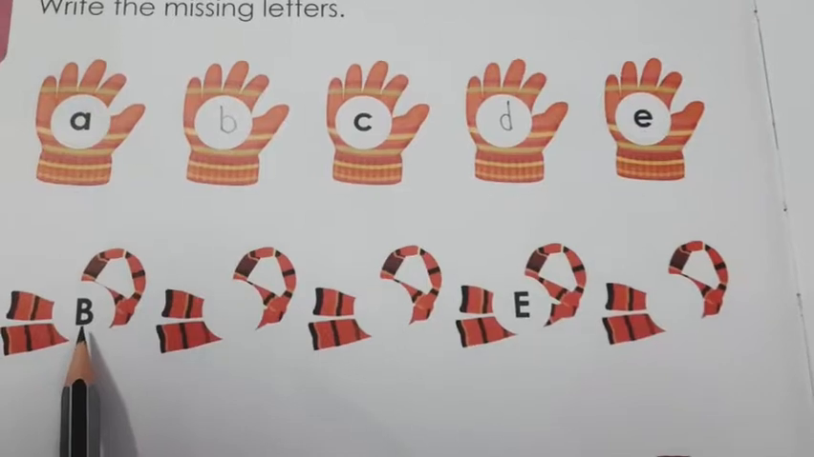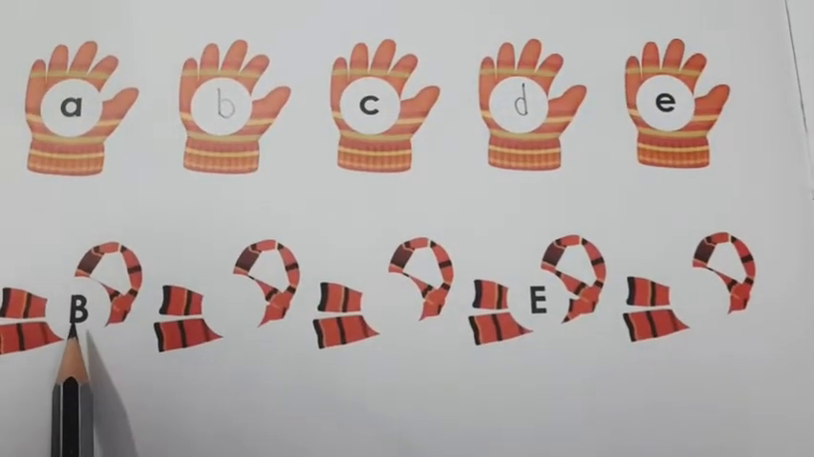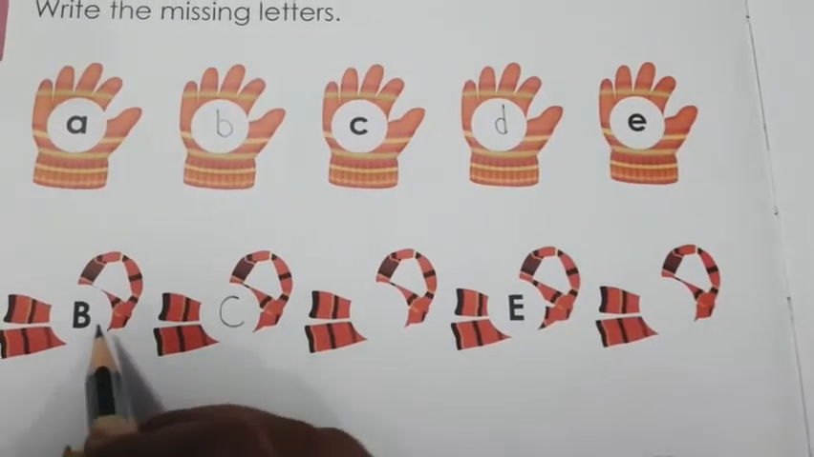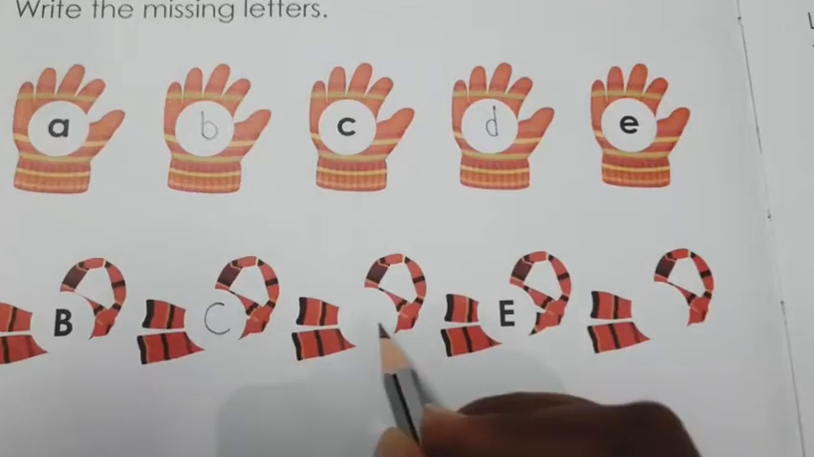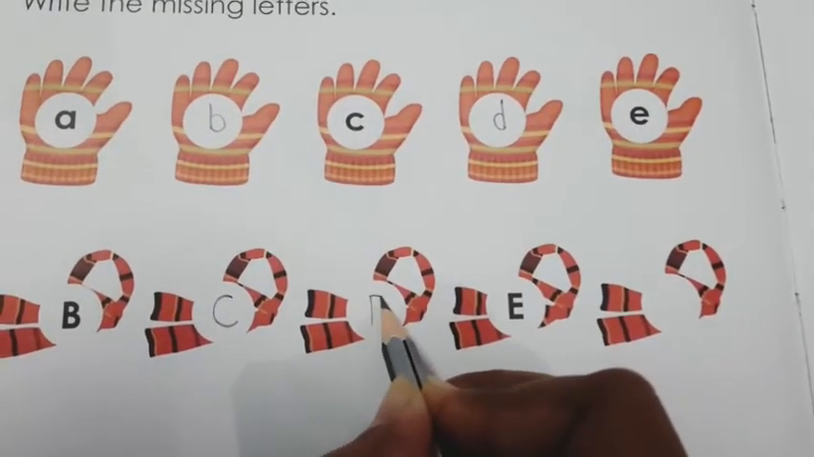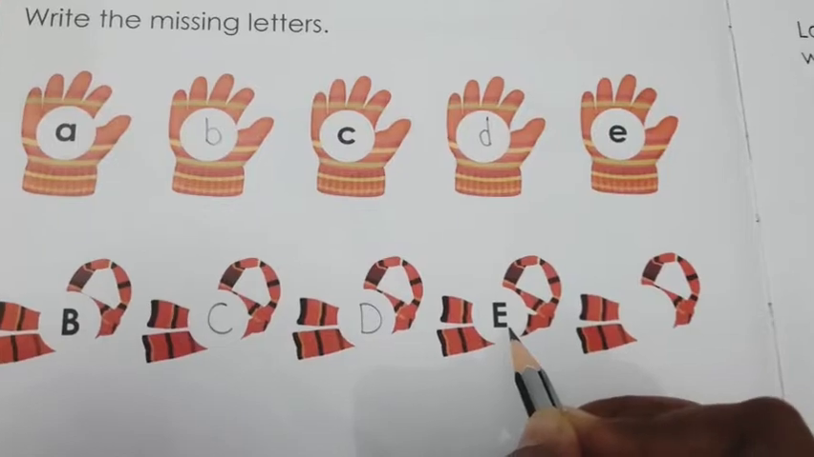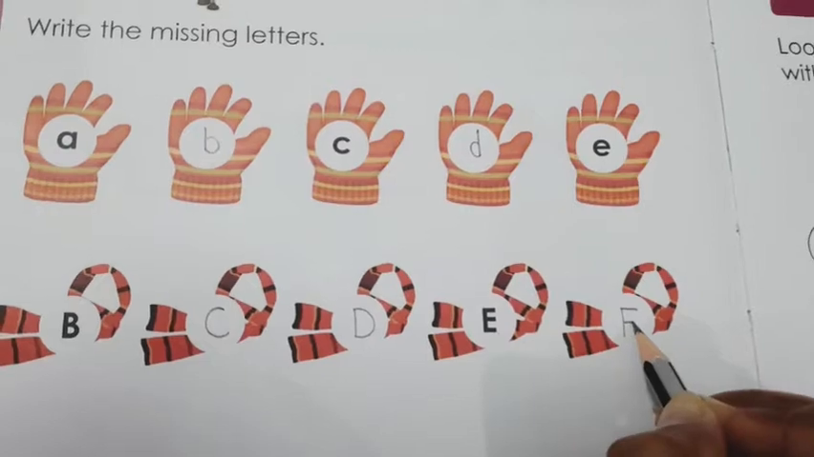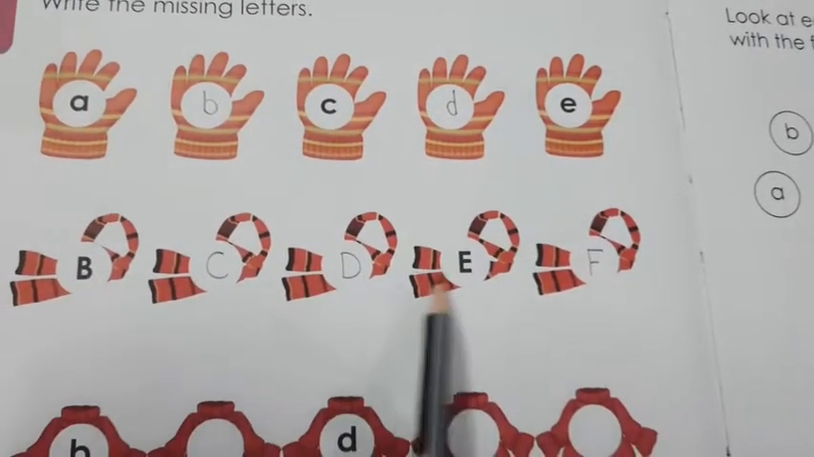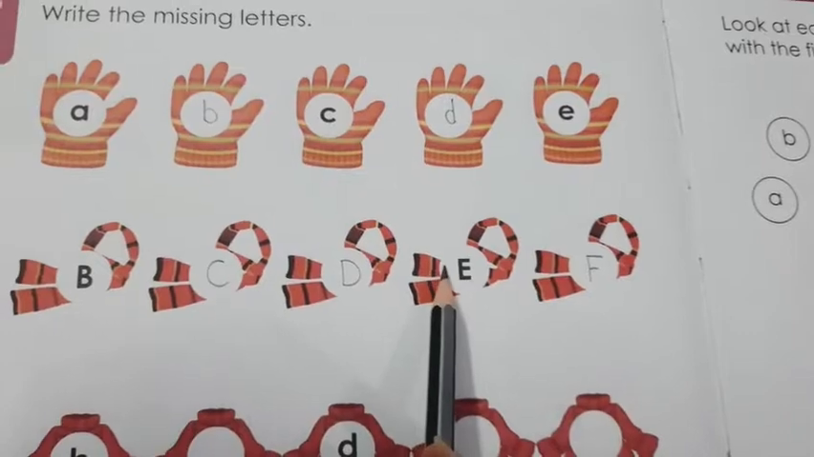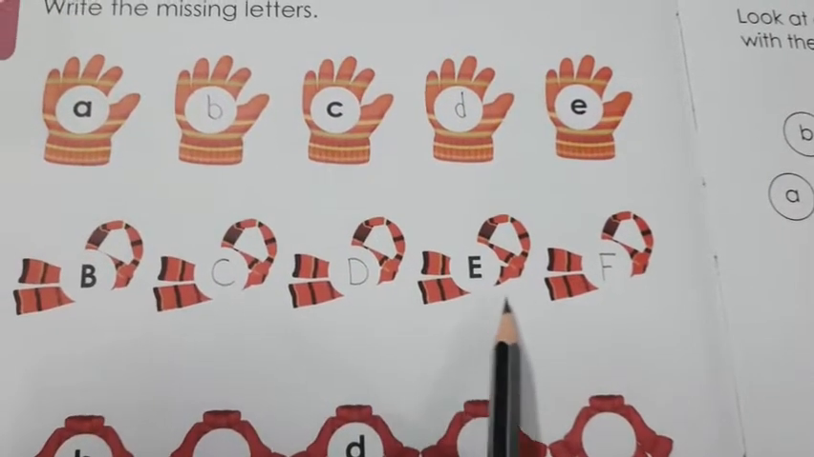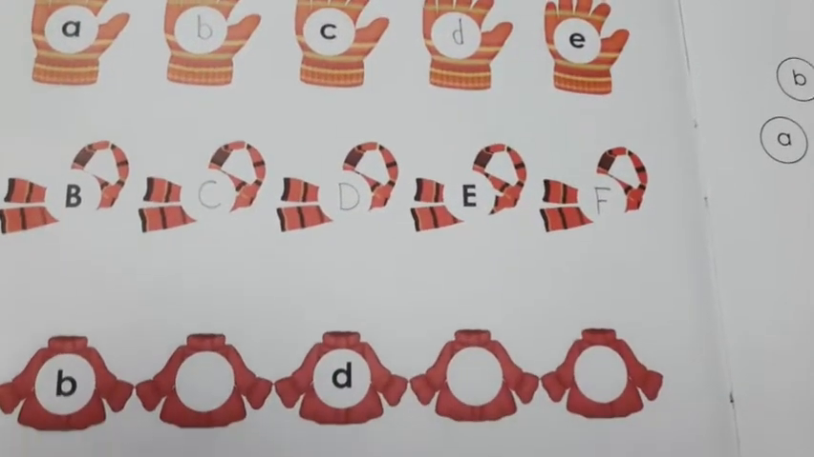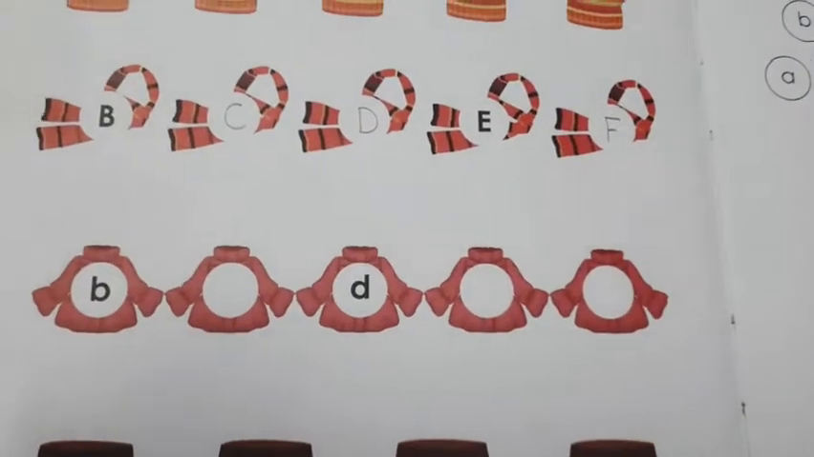This is the letter B, but it's capital B. So A, B, we will write C, but it's capital C. B, C, then D, E, F. All letters should be in capital form, because these two letters written over here are in capital form. That's why we have to write all the letters in capital form. Here these three letters were in small form, so we had written in small form. Now come to the next.